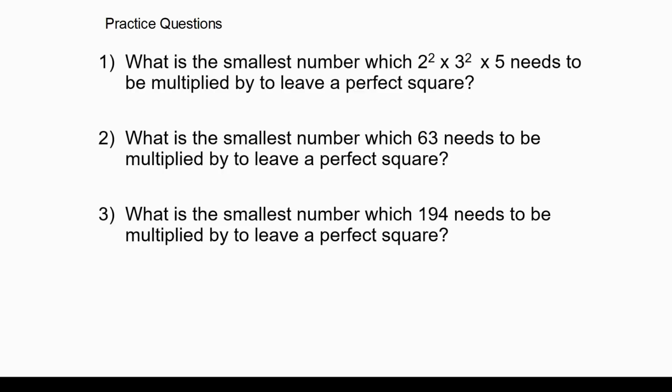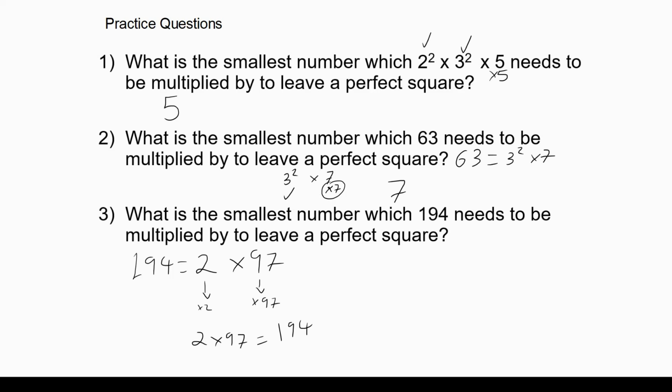Here are some questions for you to try. Please pause the video now, and when you're ready for the answers, press play. Here are the answers. As you can see, whenever we don't have a number with an even power, we need to multiply by that number. So the first question, we have to multiply by 5, second one by 7, and then the third one by 2 and 97, which has the effect of multiplying by 194.